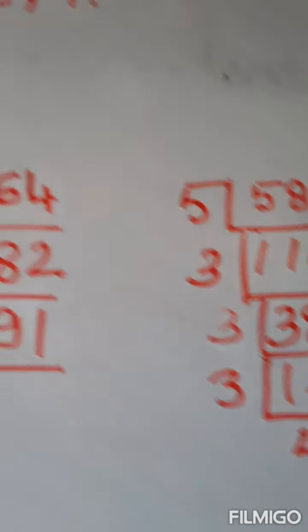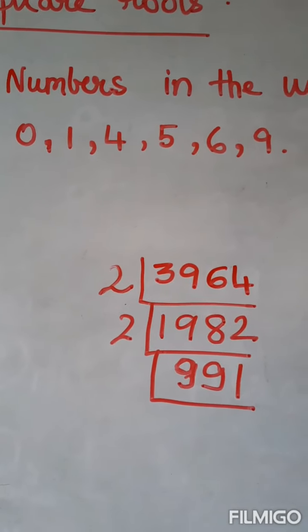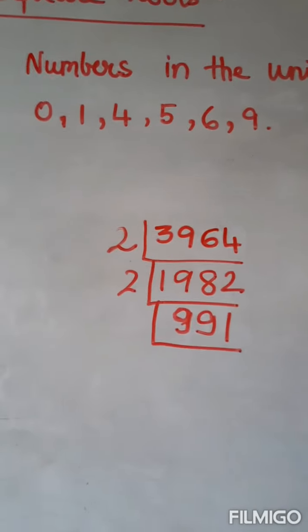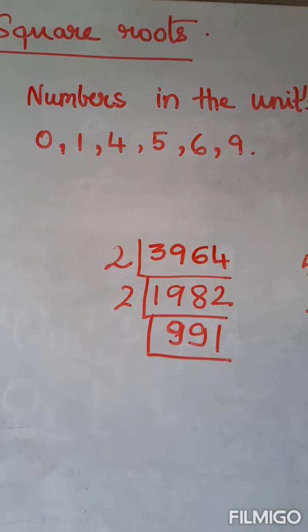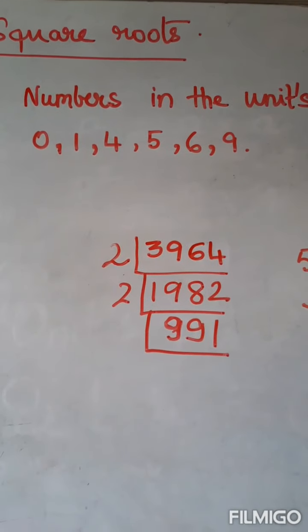So every number which has one of these 6 digits in its units place may not be a square number.